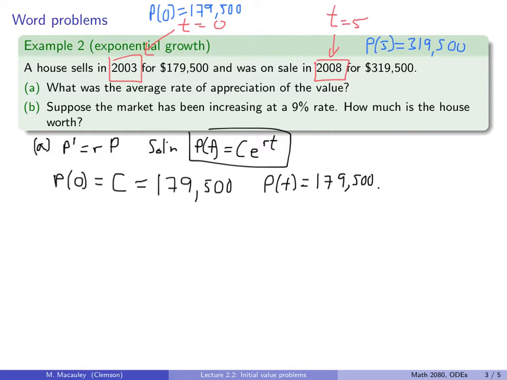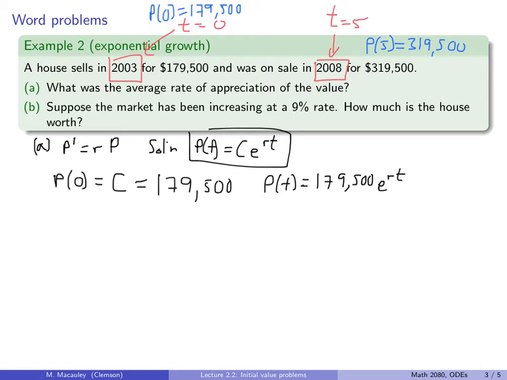Okay, so this is one initial condition, and now we have a piece of information we have not used. We know what c is, but we actually don't know what r is. So we're going to plug in t equals 5, set the resulting thing to 319,500, and use that to solve for r. Oh, I forgot about this: e to the rt, of course. So we plug in t equals 5 into here, set that whole thing equal to 319,500, and solve for r. So let's do that.